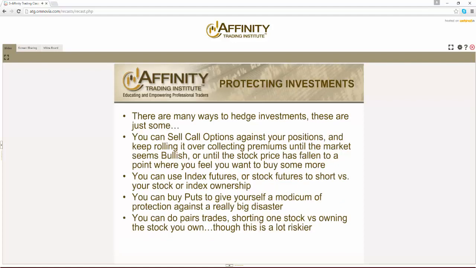Okay, so protecting investments. There are many ways to hedge investments. These are just some. You can sell call options against your positions and keep rolling it over, collecting premiums until the market seems bullish or until the stock prices fall to a point where you feel you want to buy some more. You can use index futures or stock futures to short versus your stock or index ownership. So if you're an investor, but you feel like we're in dangerous times, there are ways to hedge your positions. You can buy puts to give yourself a modicum of protection against a really big disaster.